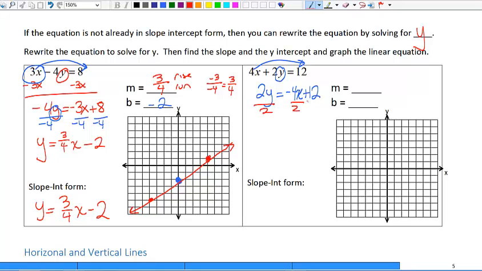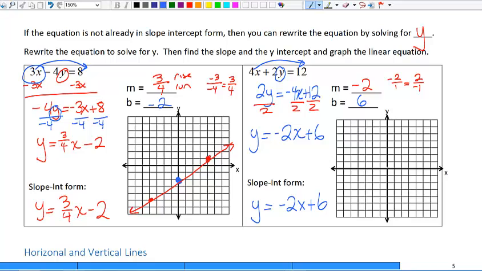Then I divide everything by 2, and I have y is equal to negative 4x divided by 2 is negative 2x. Positive 12 divided by 2 is positive 6, and this is my slope-intercept form. My b is 6, and my slope is negative 2. Now, we like our slopes to be in fraction form, so I'm either going to think about it as negative 2 over 1 or 2 over negative 1.